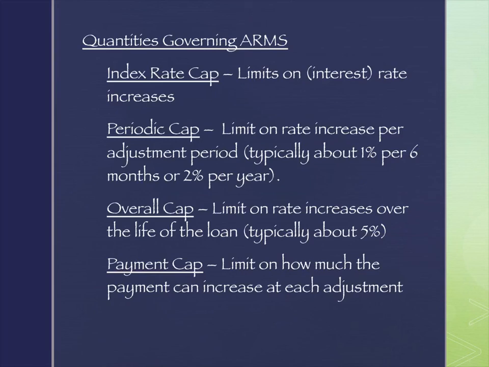The payment cap is the limit on how much the payment can increase each adjustment period. So how much can your payment go up? It started at $589 for Ann and Andy, and if they had an ARM, they would have a cap. It might be $900. Well, $900 is very different than $600, right? But there is a cap.